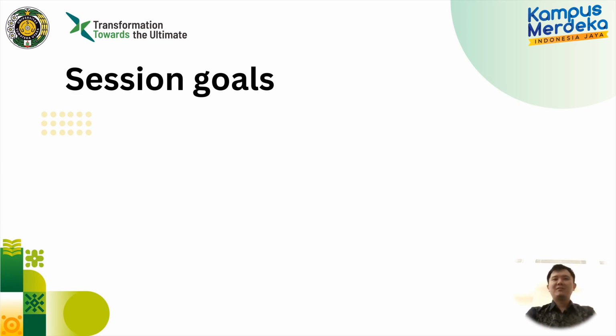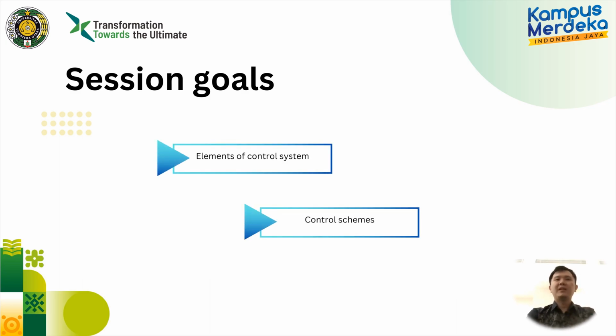In this session, students will familiarize themselves with terminologies and steps of designing a process control system. Several control schemes will also be discussed. By the end of this session, students are expected to be able to identify elements of process control and explain the differences between control schemes.